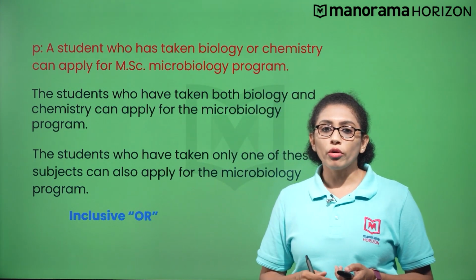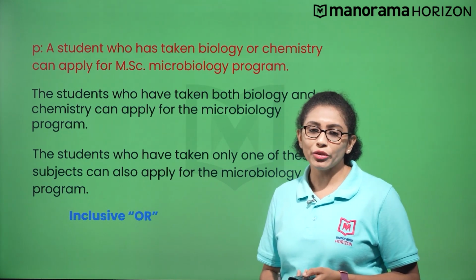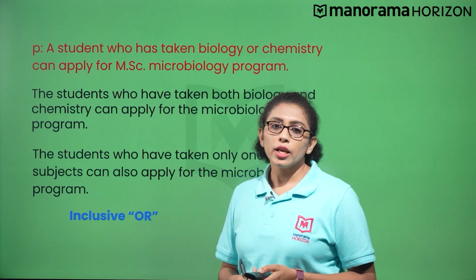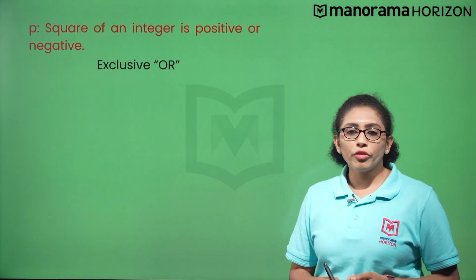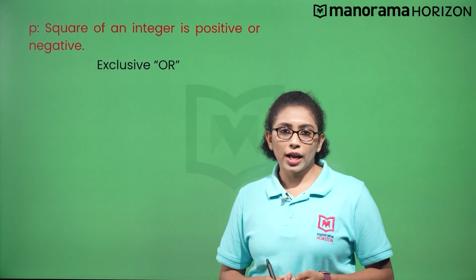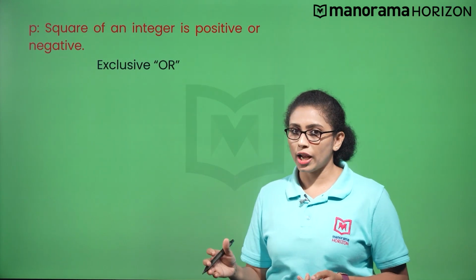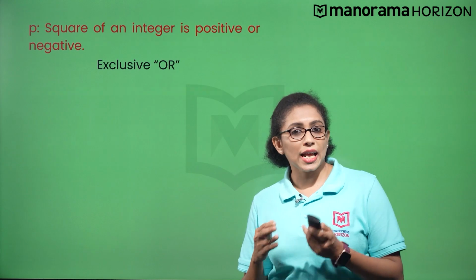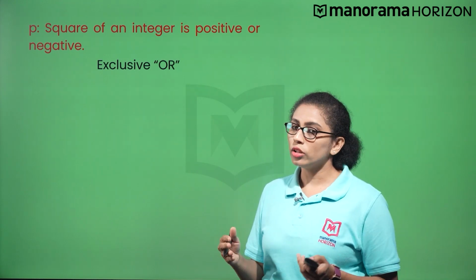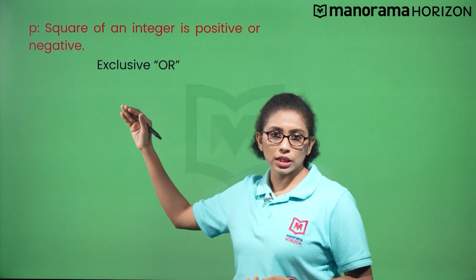Now, let us look at a few more examples to identify exclusive and inclusive or. Square of an integer is positive or negative, which means that if the square of the integer is positive, then it cannot be negative. If the square of the integer is negative, it cannot be positive. So, here the or is exclusive, right?